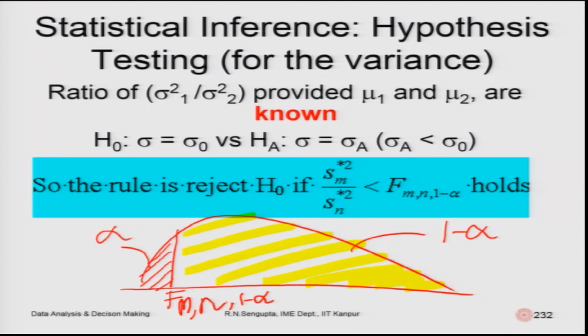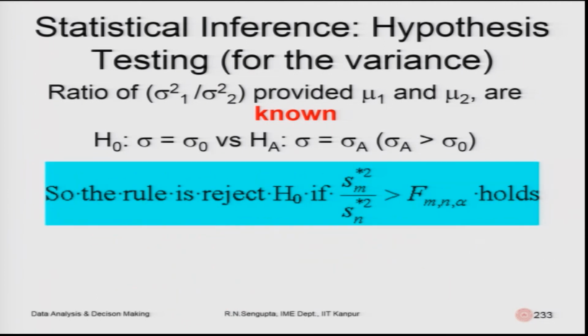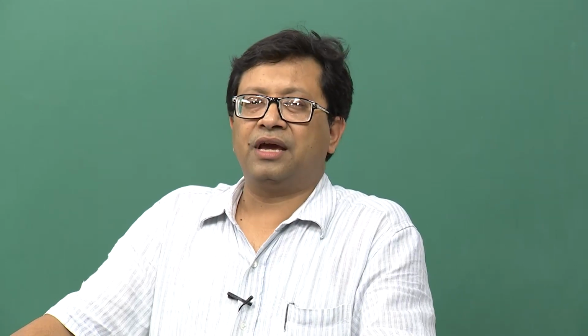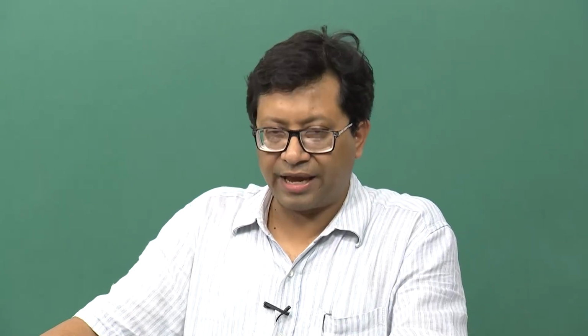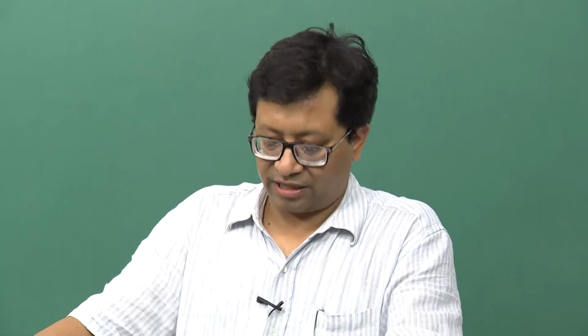So, the diagram we have done and the nomenclature we are following exactly match the rule, or vice versa, whichever you discuss. Now, let us go to the second case under this. Here again we want to find out something to do with the ratios, provided mu 1 and mu 2 are known, but here the hypothesis is stated as below. Under H naught sigma is equal to sigma naught, and under H A sigma is equal to sigma A, but in this case sigma A is greater than sigma naught, hence it is a greater than type.